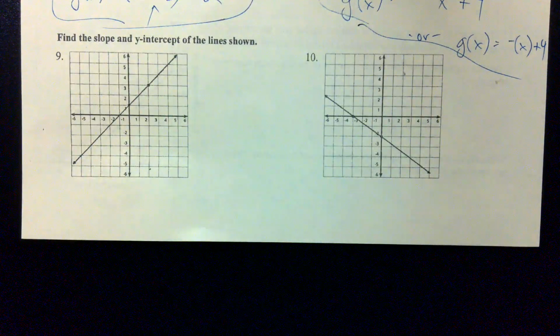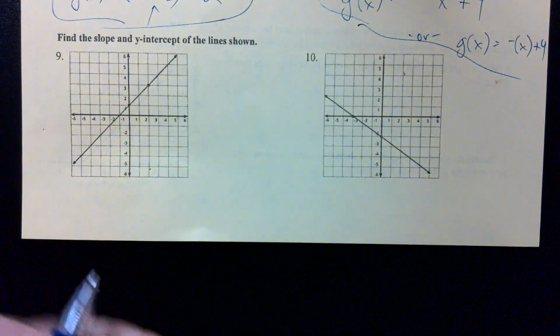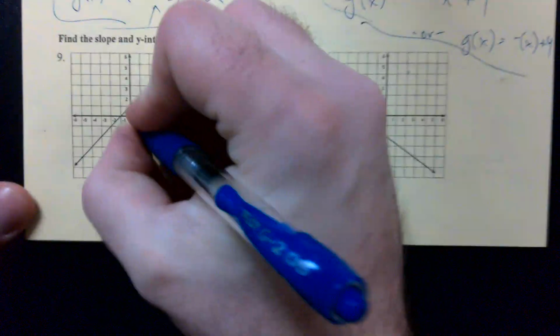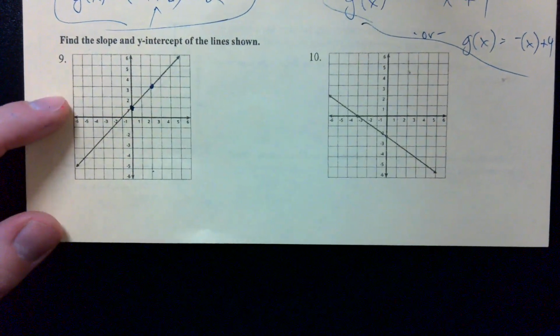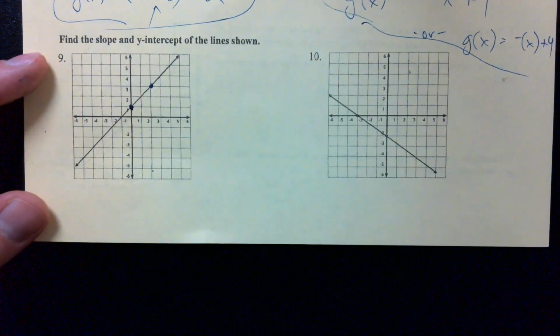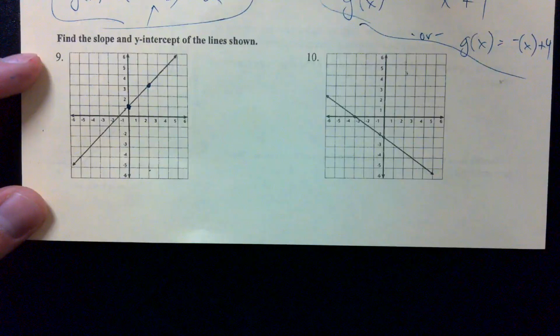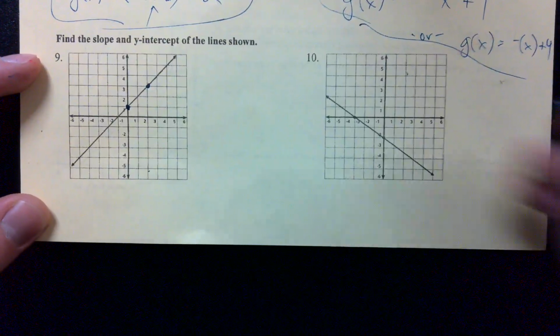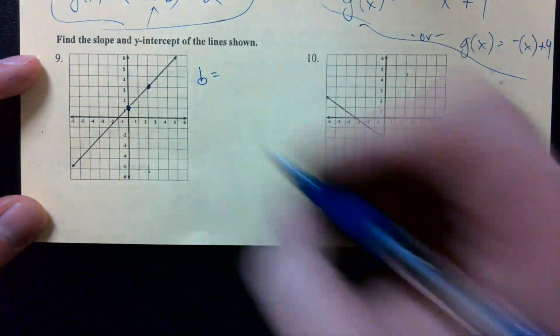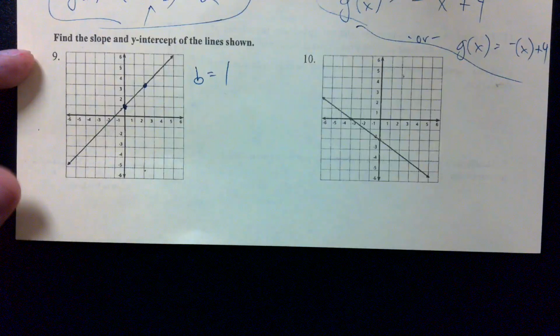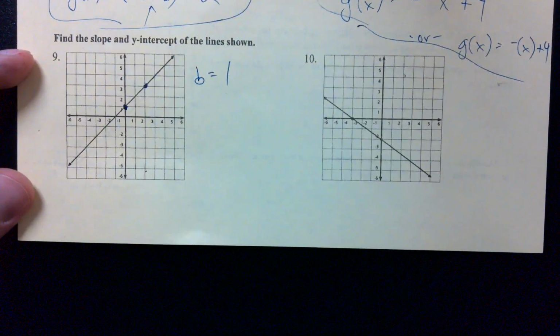Number 9, find the slope and the y-intercept of the line shown. Well, I'm looking for some dots. I see a couple dots right here. Maybe little, but I can still find them. Alex, what's my y-intercept here for 9? 1. Now, what variable represents the y-intercept? B. I had some people asking me some questions about that yesterday that were a little bit confused. My y-intercept is b, not y.